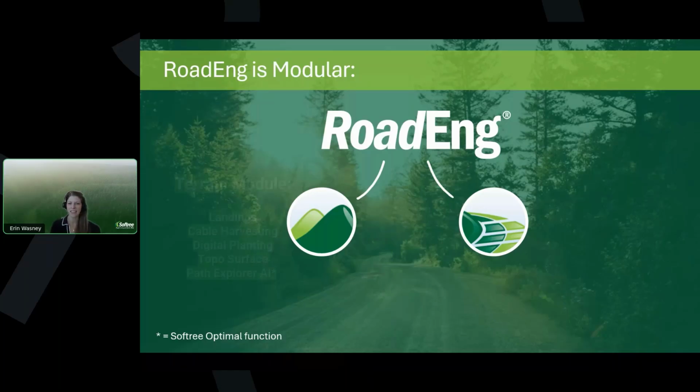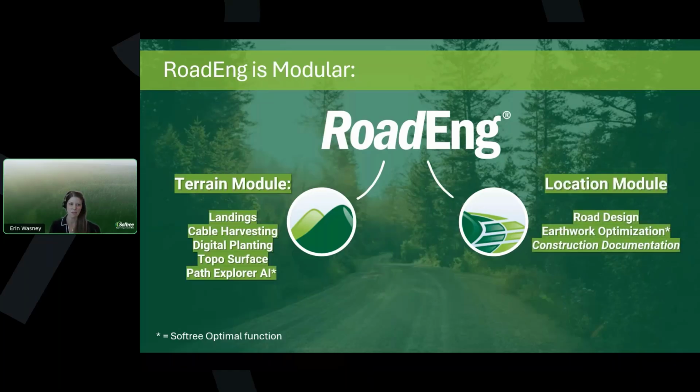Inside of terrain, this is where we're going to handle building your topo surface. This is where you would design a landing, although there are ways to do it in location. We might touch on that. This is where you would do digital planting, cable harvesting, and then our super fun tool, Path Explorer AI, that lives inside terrain. Although noted here, it is a Softtree Optimal function, so special licensing is needed to get access to it. And then we'll head over to the location module, and that's a really special module for our corridor design.